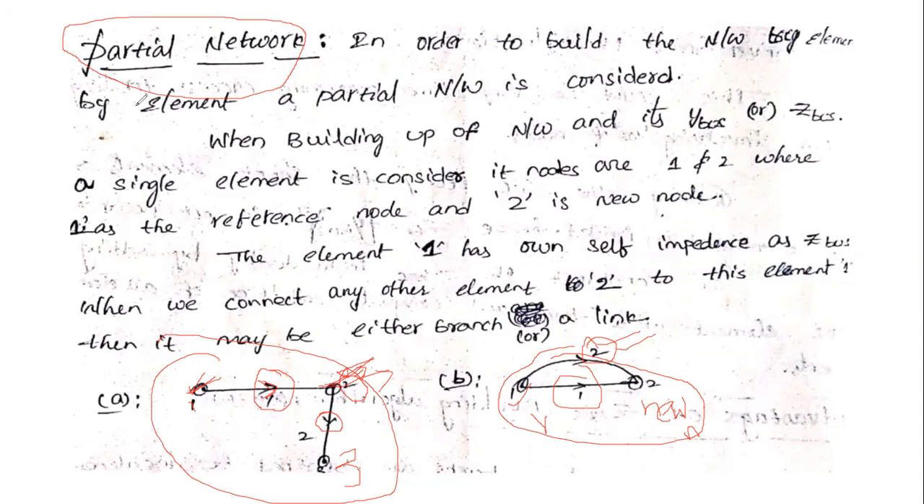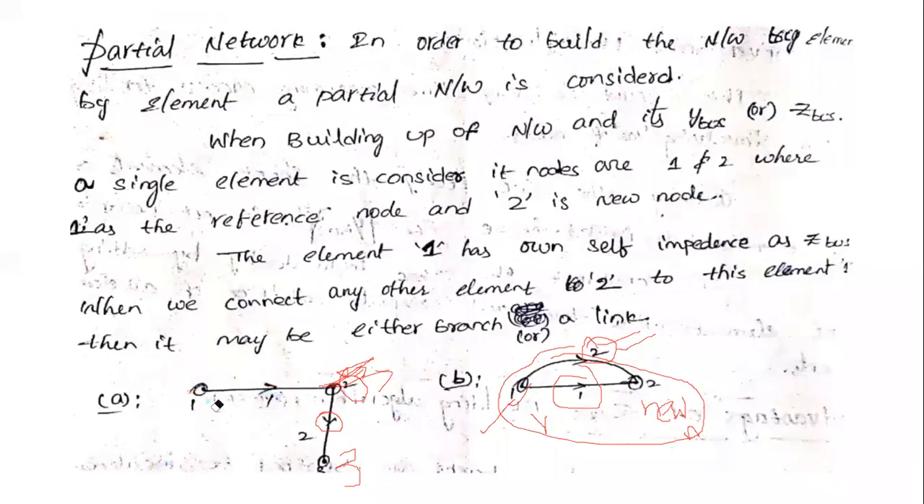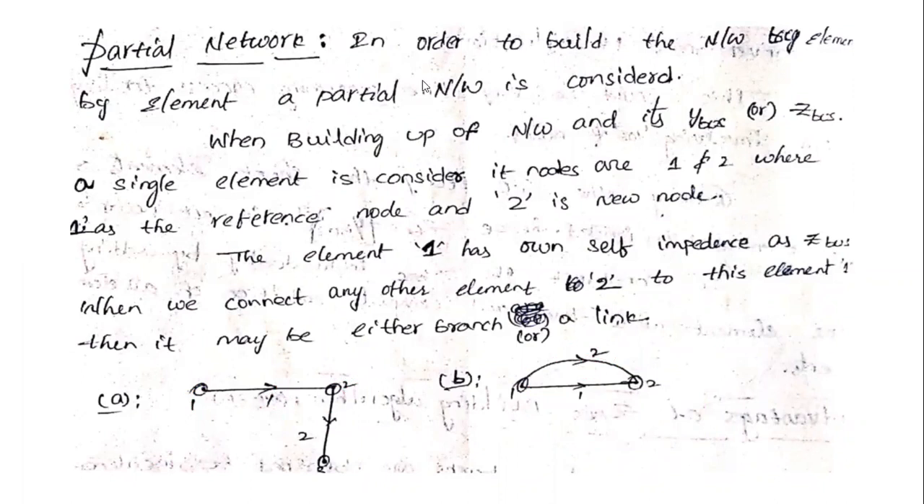Partial network means building the network element by element. This is one type of partial network and this is another type of partial network. Understand? Adding element by element, step by step, and adding nodes in this process of building a network is what we call a partial network.